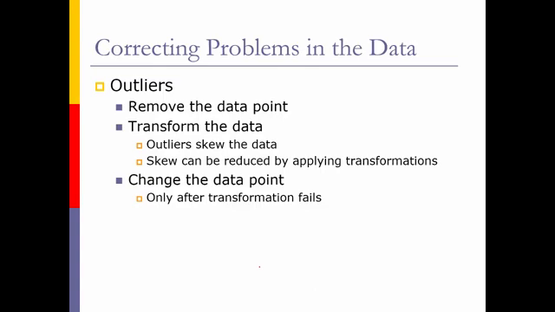So now we don't have normal data. What are we doing? Well, if we don't have normal data, we probably have some outliers somewhere. So you can do one of 3 things. You can just simply remove the data point. You can transform the data, or you can just change the data point altogether.